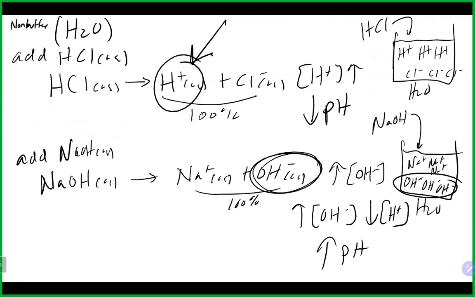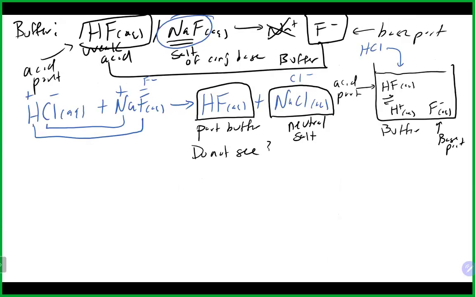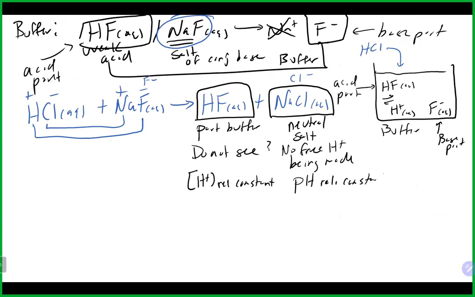That right there, yeah? There is no free H plus in this case, right? So we have no free H plus being made. And that's really important for the pH because if we are not making any additional H plus, that means the concentration of H plus is relatively constant. And if the concentration of H plus is relatively constant, the pH will also stay relatively constant as well.